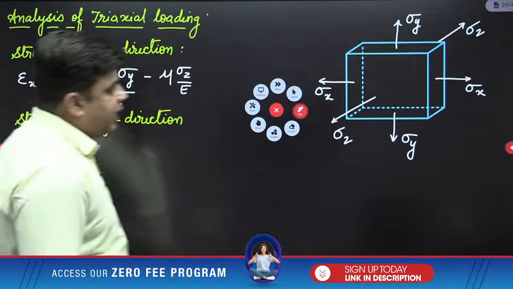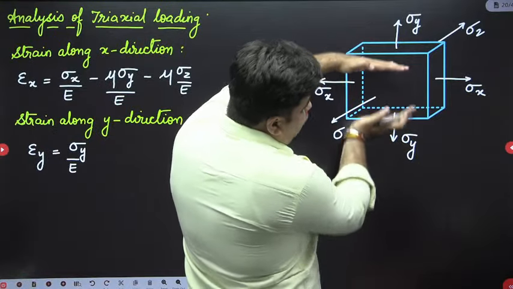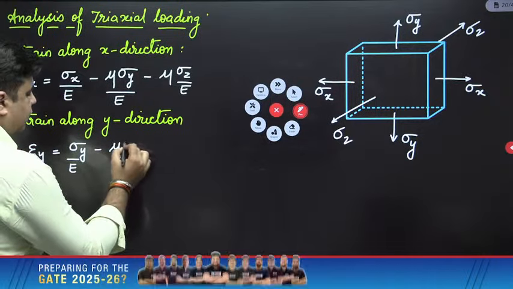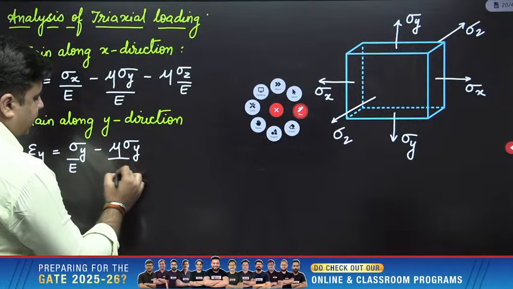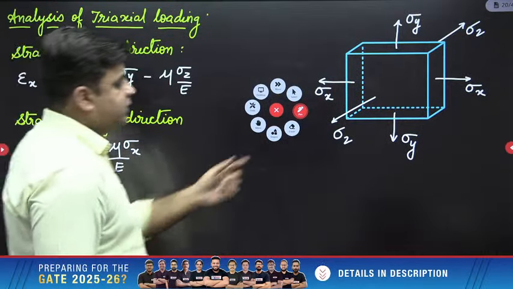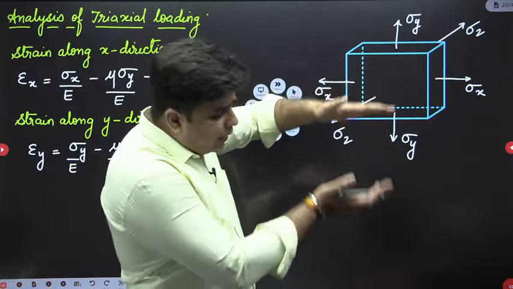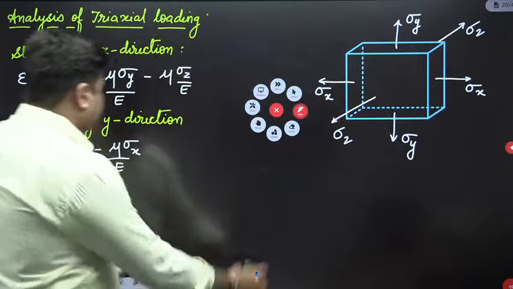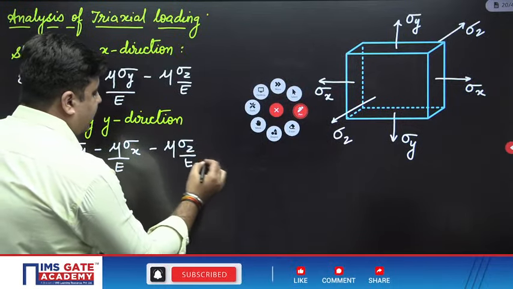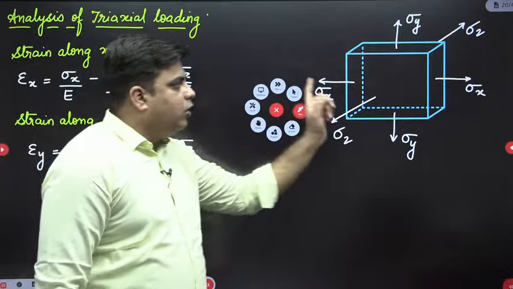Then this sigma X, which is acting along X, the Poisson's effect of it will try to contract the height of the member. So I will write down minus mu times of sigma X by E, the Poisson's effect of sigma X. Then the Poisson's effect of sigma Z also will try to contract the height of the member. So minus mu times of sigma Z by E. So this becomes your strain along Y direction.